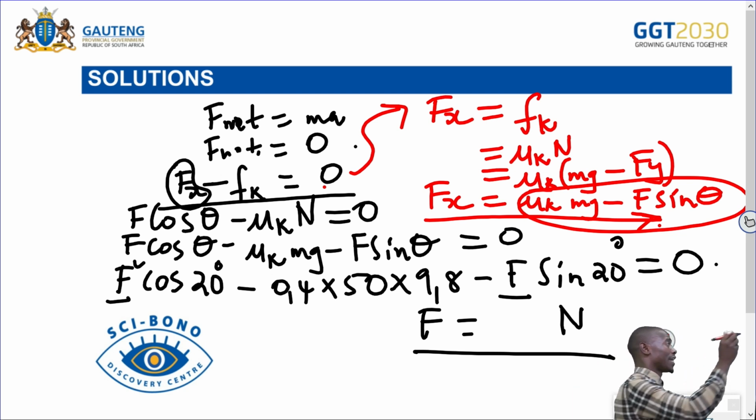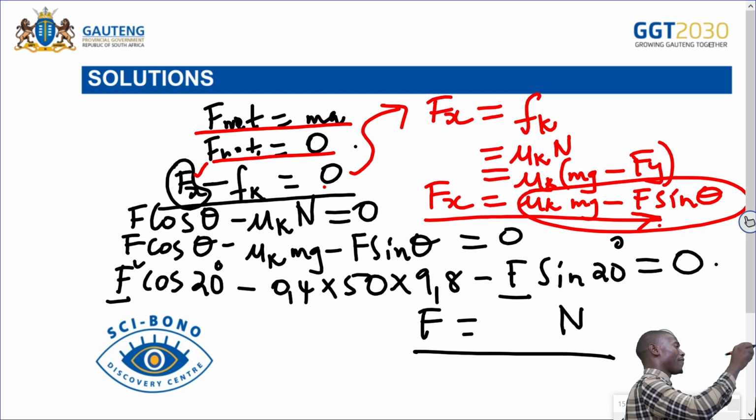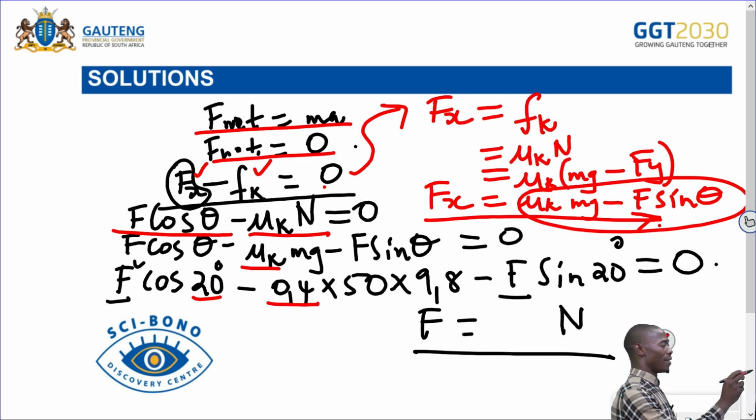But it started with what? F net equals ma. But since the object is moving at a constant velocity, F net is equal to 0. How many horizontal forces did we have? It was our Fx and our Fk. And how do we calculate Fx? It is F cos theta. And then how do we calculate Fk? It is mu k N, right? And if it's like that, I'm already having theta there, which is 20. So I've substituted 20 there. I'm having mu k, which is 0.4. I'm having the mass.